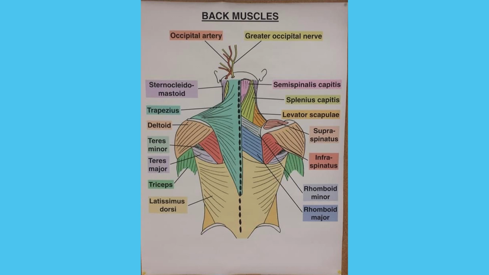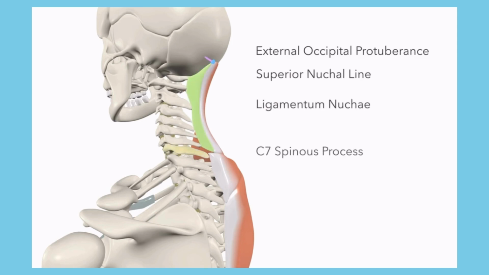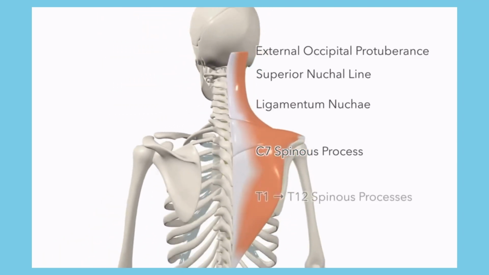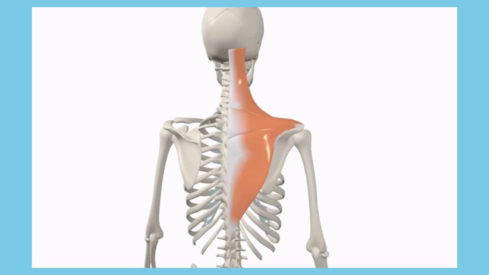The first superficial muscle is the trapezius, which has the shape of a trapezoid and covers the upper half of the back. It originates from the external occipital protuberance, superior nuchal line, the ligamentum nuchae, the C7 spinous process, and T1 to T12 spinous processes.